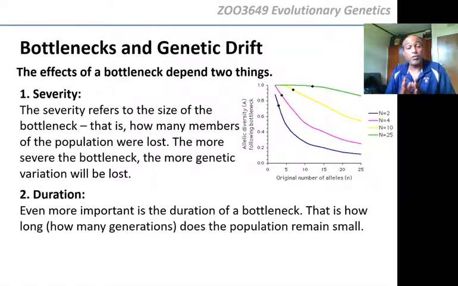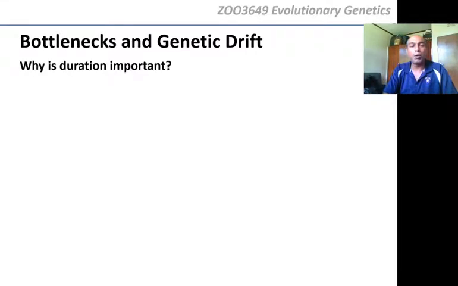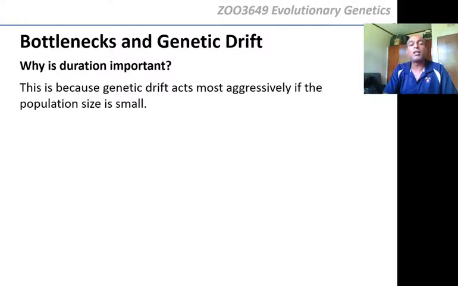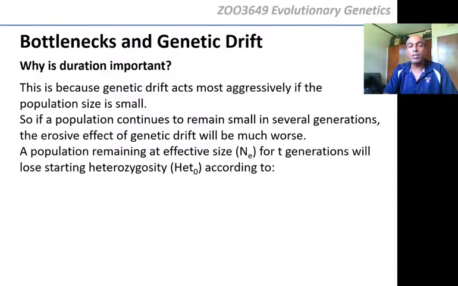Okay? So if the bottleneck lasts for a long time, many generations, then it's very bad because of genetic drift. It's not just that the bottlenecking event itself reduced the variation, but each subsequent generation of genetic drift is making it even worse for genetic variation, reducing it even more. Okay, and why is the duration important? Because genetic drift acts more aggressively, as I've just explained to you, in a population that is small. So if a population remains small over several generations, drift will be very erosive.